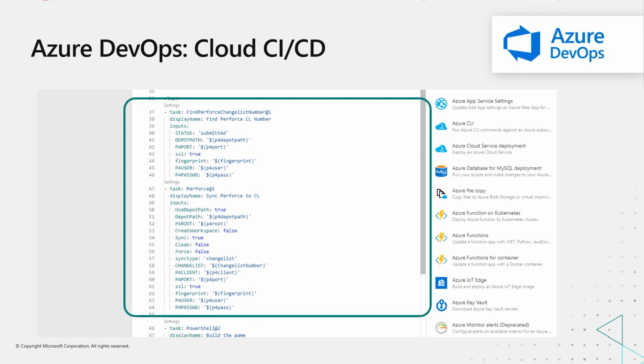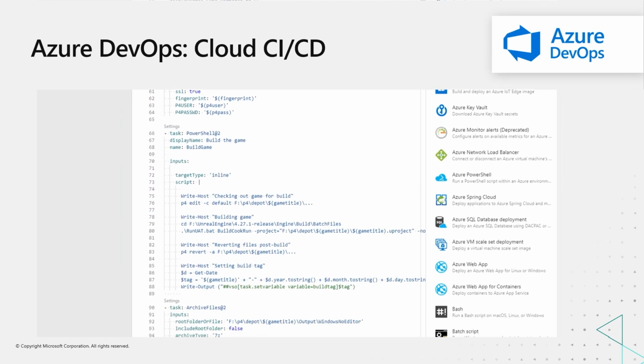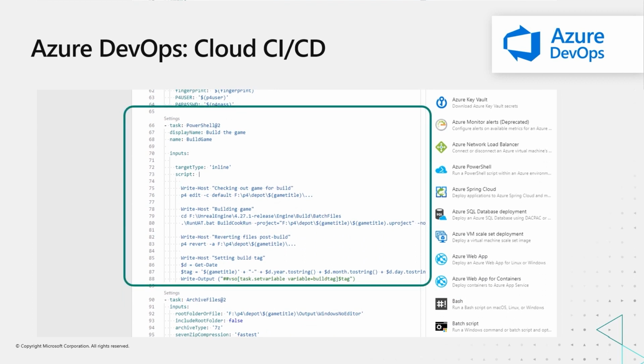Next, some convenience tasks that use all the Perforce depot information to get a particular change list to sync to, and then actually sync the code to the workspace on the build agent. Then the actual build task comes next. Here you see a PowerShell task that takes as input an inline PowerShell script. This script basically kicks off the Unreal automation tool with all the parameters for it to do a full build.